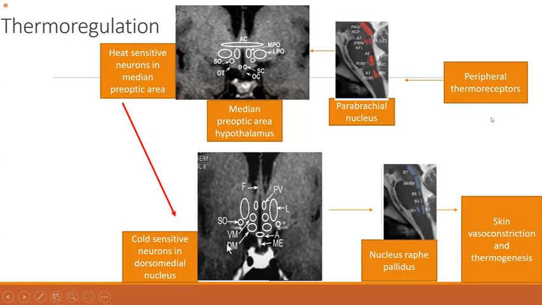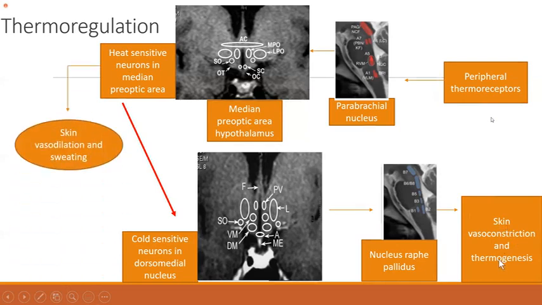These neurons are constantly firing and inhibiting the cold sensitive neurons in the dorsomedial nucleus of the hypothalamus. So heat sensitive neurons are inhibiting the cold sensitive neurons continuously. So if from the periphery we get a response that we are feeling cold, then the inhibition by these heat sensitive neurons will decrease, and the dorsomedial nucleus of the hypothalamus, through the nucleus raphe pallidus, causes skin vasoconstriction and thermogenesis.